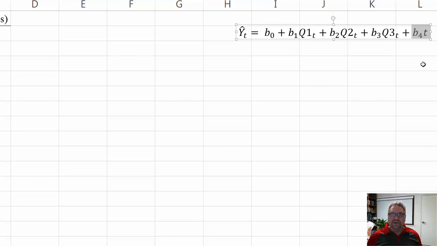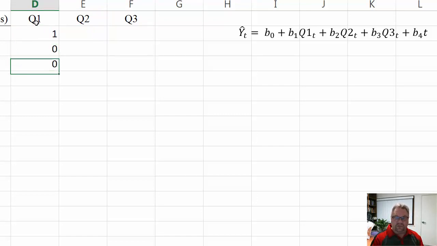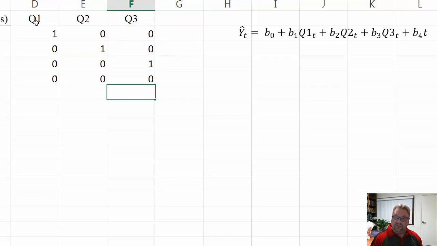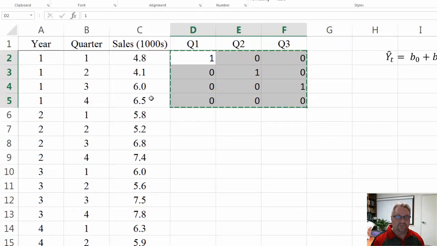Okay, well, we got to do a few things though, right? As we did last time, you need to create those dummy variables. So, got Q1, Q2, Q3, right? So if the observation occurred in Q1, I would put a 1 here. If not, I would put a 0. All right? And then for Q2, I'd have 0, 1, 0, 0. And then for Q3, I'd have 0, 0, 1, 0. And then like we did before, just copy this down.